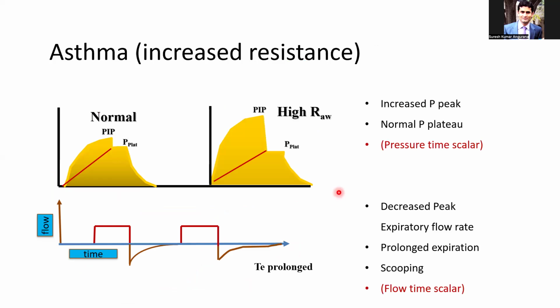In conditions with increased resistance, there will be an increase in peak inspiratory pressure, the plateau pressure remains normal, and there is an increase between the peak inspiratory pressure and the plateau pressure, which suggests that there is increased resistance. And in the flow time scalar, we can see that there will be a decrease in peak expiratory flow rate. The expiration may be prolonged. There will be scooping of the expiratory limb of the flow time scalar, and sometimes we can also see that there is tapering and the flow is not reaching baseline before the start of the next inspiration.